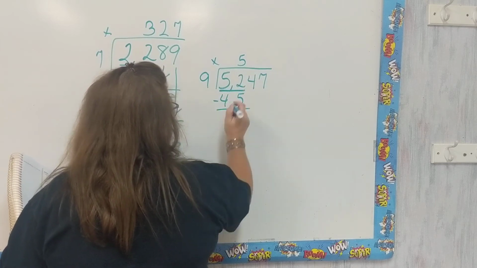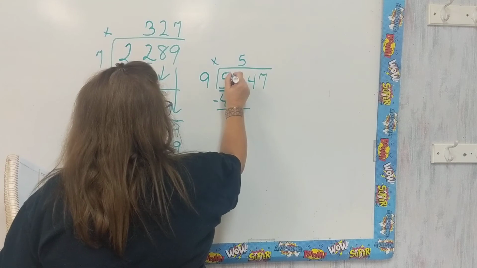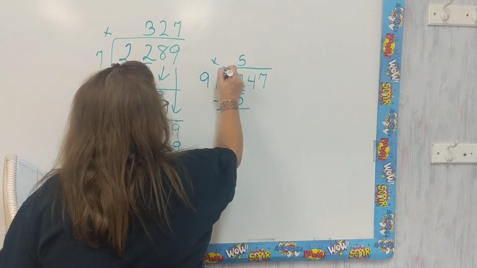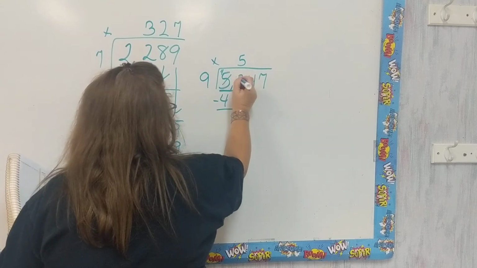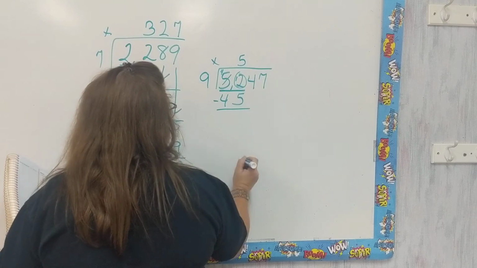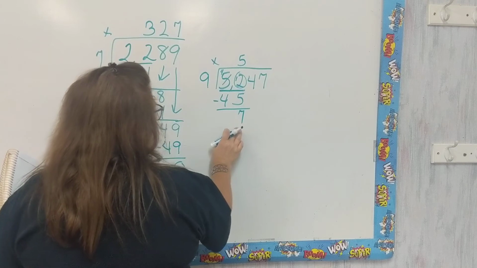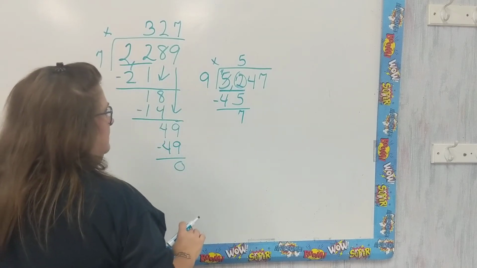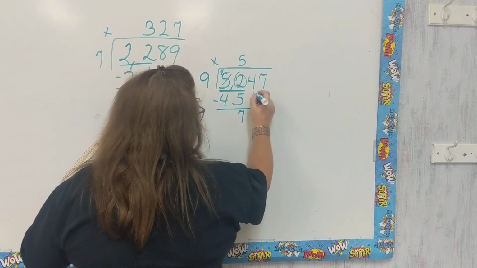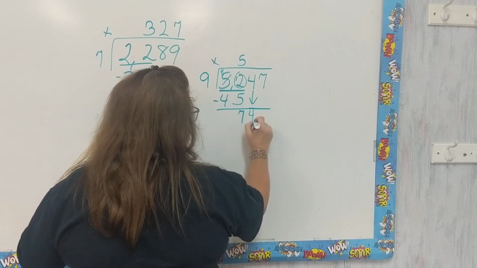And we subtract. We can't say 2 minus 5. We borrow from our 5 over here, make it a 4. And now we have 12 minus 5. 12 minus 5 is 7. 4 minus 4 is 0. Is 7 smaller than our divisor 9? It is. So we bring down our next digit, which is a 4.